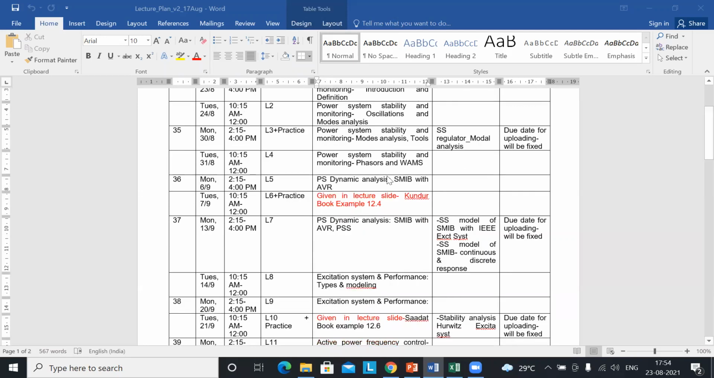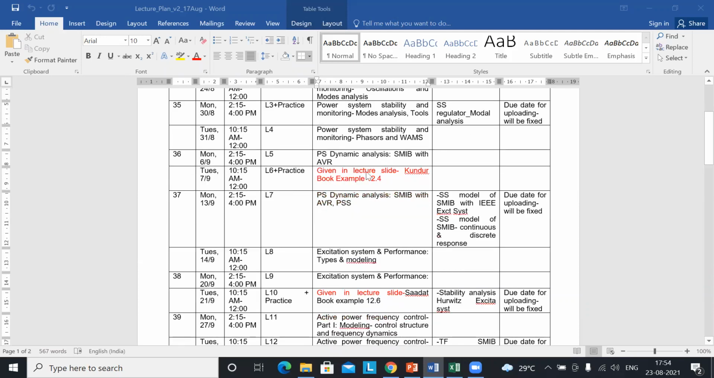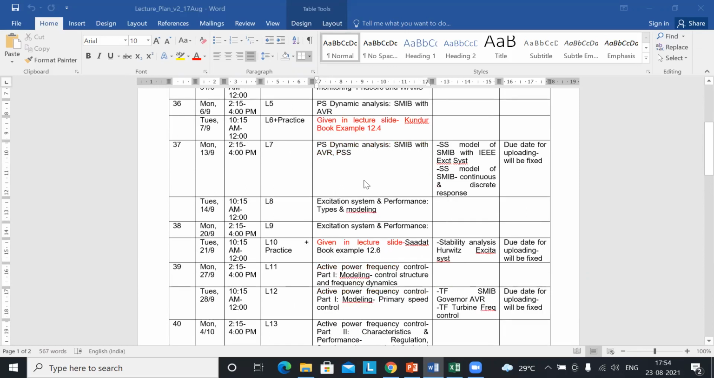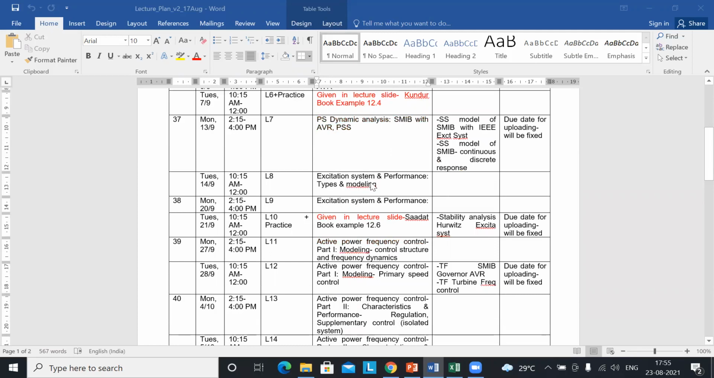Then in respect to the dynamic analysis, I will consider a small network as SMIB, a single machine infinite bus system with the automatic voltage regulator. And then some discussion about the exercises or the examples given in the Kundur book. Then we move to another topic with the inclusion of the power system stabilizer, and then how to develop the excitation systems and perform the study.